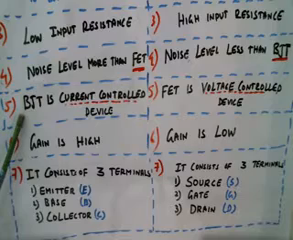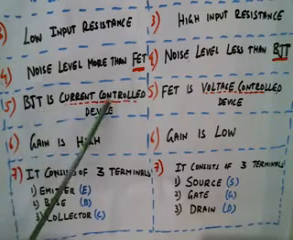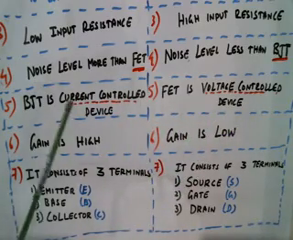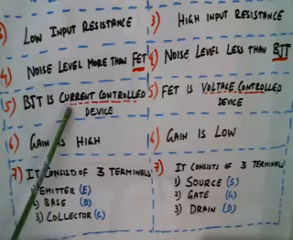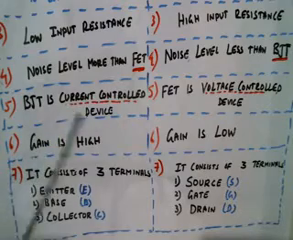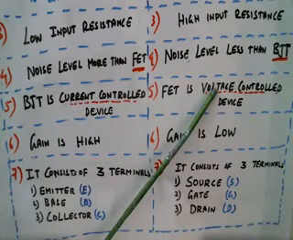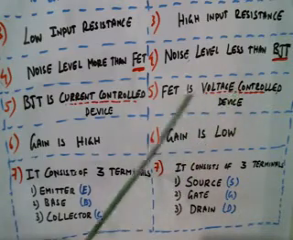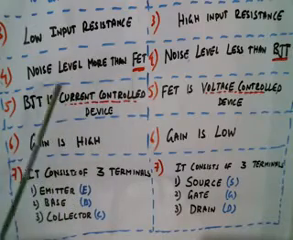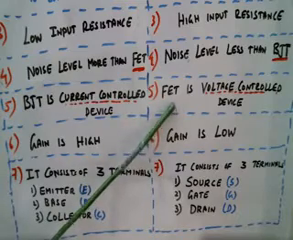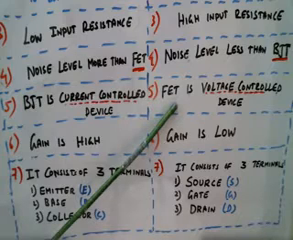Point number 5. This is a very important difference. BJT is a current control device. FET is a voltage control device. What do you mean by current control device? In BJT, input current controls the output current. So this is a current control device. But in FET, input voltage controls the output current. So here output current is controlled by input voltage. Here output current is controlled by input current. That's why BJT is a current control device and FET is a voltage control device. This we'll see in detail when we do the N channel and P channel JFET.